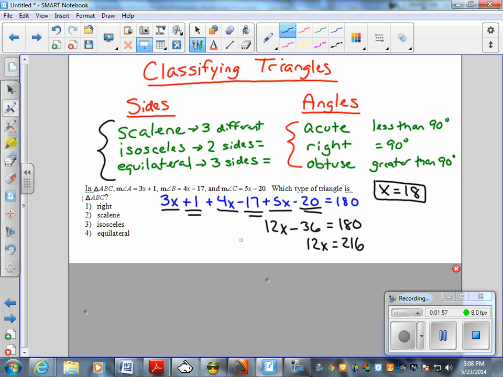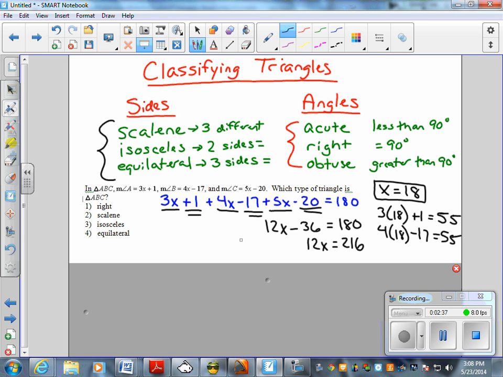So x is 18, but still I don't know any of the measurements for these three angles. So what I have to do now is substitute 18 into each of the angles. The first one is 3 times 18 plus 1, which is going to be 55. Our second angle, angle B, is 4 times 18 minus 17. And that ends up being 55 as well.